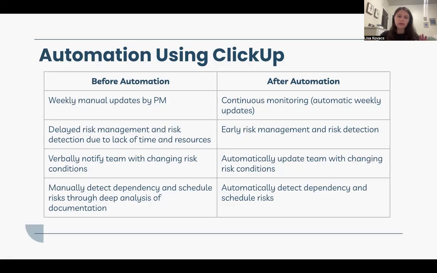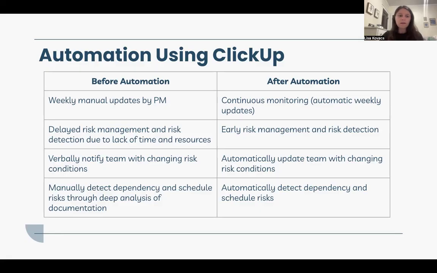Additionally, before, if you had delayed the risk management and risk detection because of lack of time and resources, as project managers are typically spread very thin, that would be a problem. But with the use of AI, it continuously and automatically is producing these risk management documentation. And so you're on the earlier side of catching these risks before they actually develop into full-blown problems through the development process.